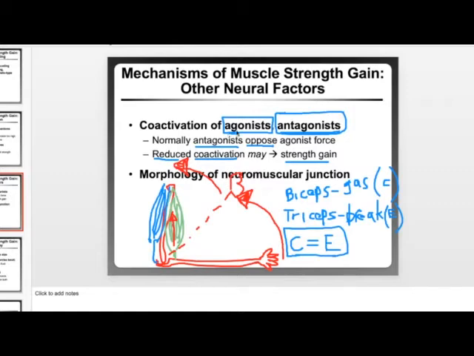All right, so it could be the case that there's a change either in the timing or the relative intensity of the antagonist muscle. And what that does is it increases the potential contribution of the agonist, resulting in more positive or agonist associated force, and therefore more overall strength.